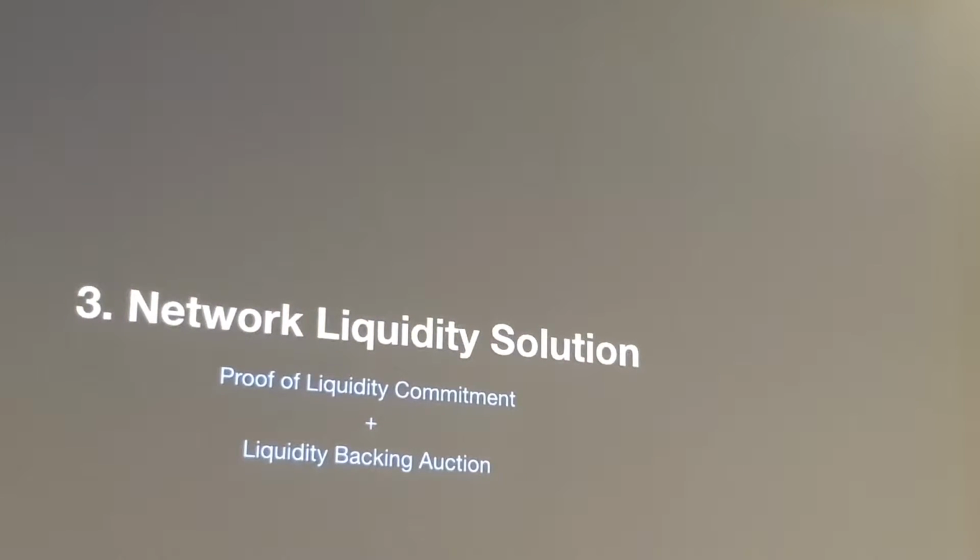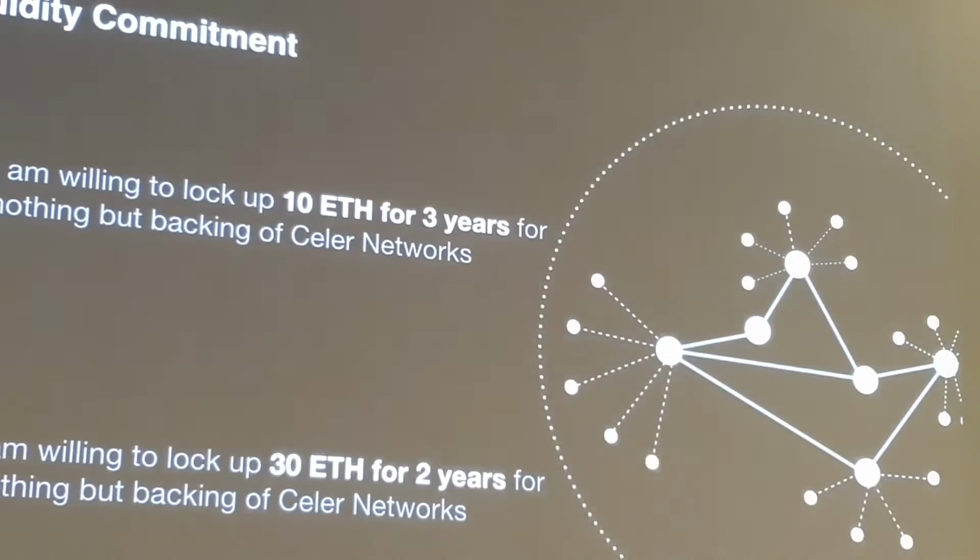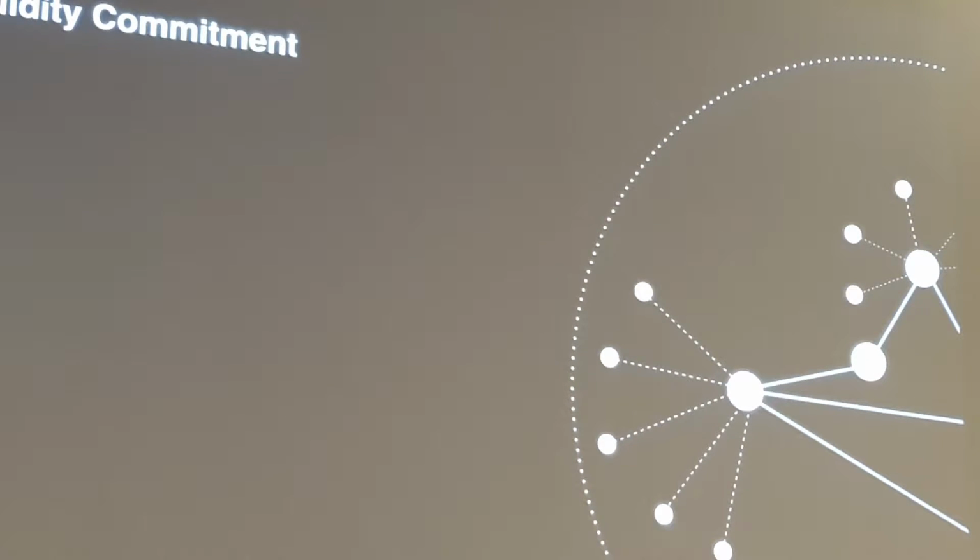So we introduced two solutions to act as a combined solution for the network liquidity challenge. The first is called proof of liquidity committed mining. Proof of liquidity committed mining is to incentivize the entire network to create a very abundant and stable liquidity pool for such a network. It works basically like a virtual mining process where you have two liquidity backers here. One is willing to lock up 10 ETH for 3 years for nothing but backing the network, and the other is 30 ETH for 2 years. Now their virtual mining power becomes this.